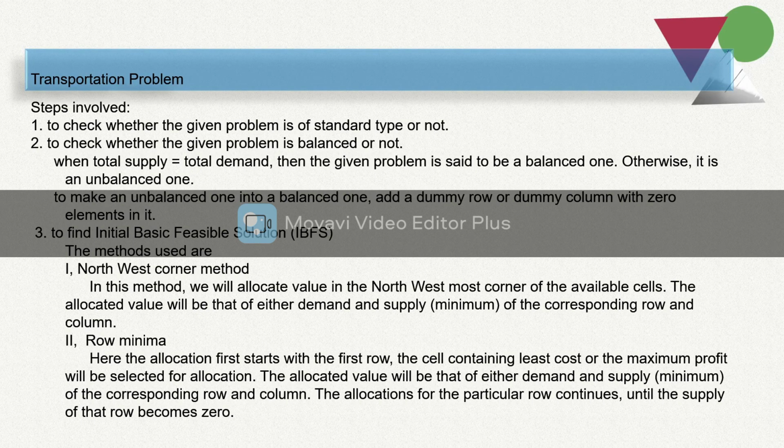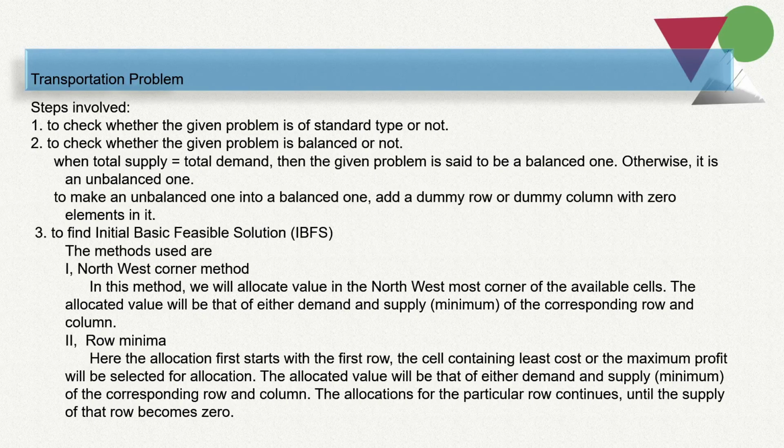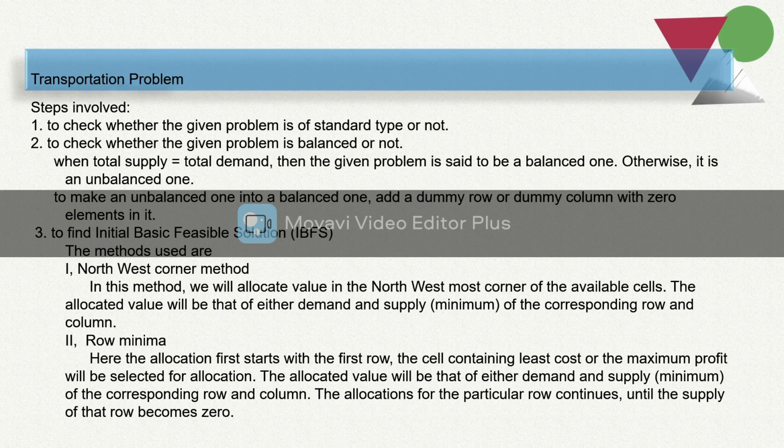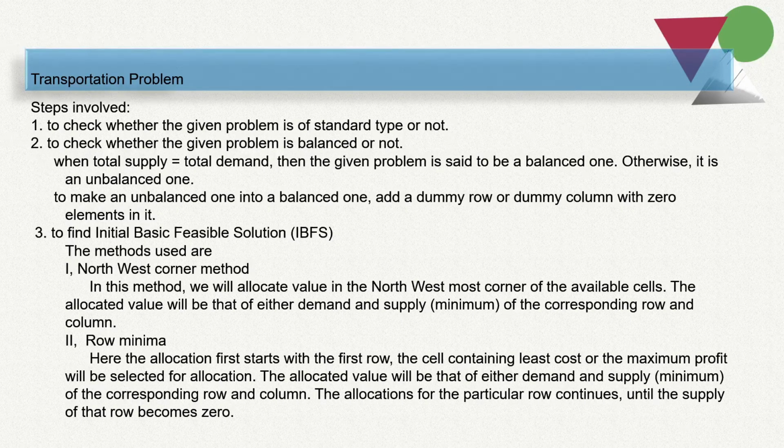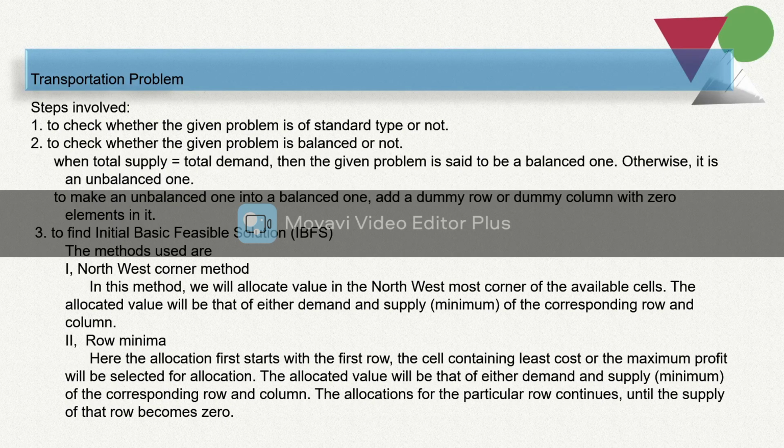The steps involved in solving a transportation problem are to check whether the given problem is of standard type or not, to check whether the given problem is balanced or not. A standard type means the objective function should be a minimizer function, and to check whether the given problem is balanced or not, we have to look for the total supply and total demand. If both are equal, then it is balanced. If they are not equal, then it is unbalanced. Then we have to add a dummy row or a dummy column with 0 elements in it.